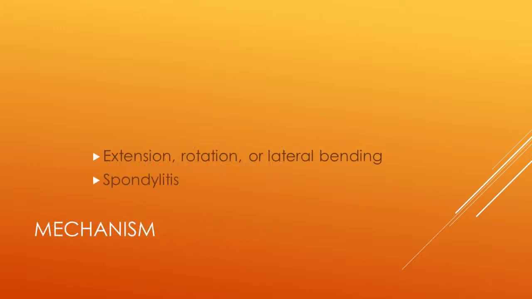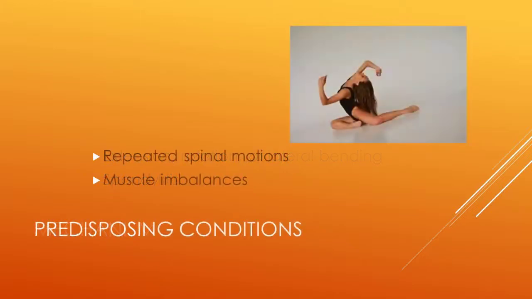If we are looking at a mechanism, it will be something such as extension, rotation, or lateral bending of the vertebrae, but again, it can be attributed to spondylitis. Predisposing conditions are those individuals who have repeated motions of spinal extension, rotation, or lateral bending in their jobs or in their daily activities.